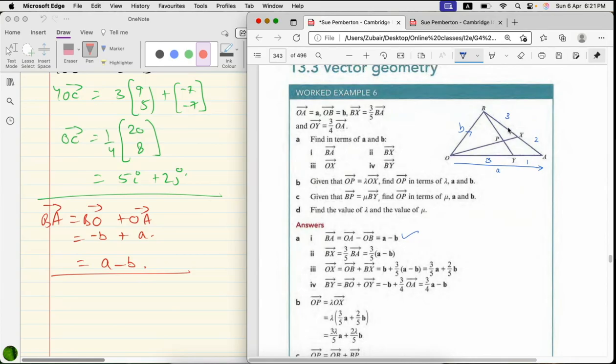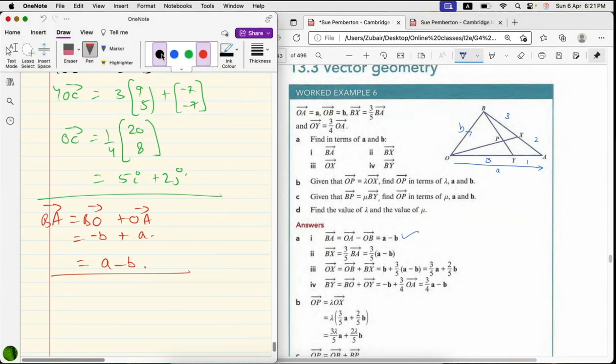Then it says BX. Using the given information right there, BX is 3 by 5 of BA. So we just copy that answer from the previous part. So 3 by 5 of (a minus b).